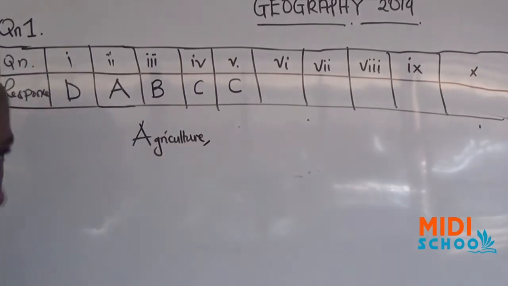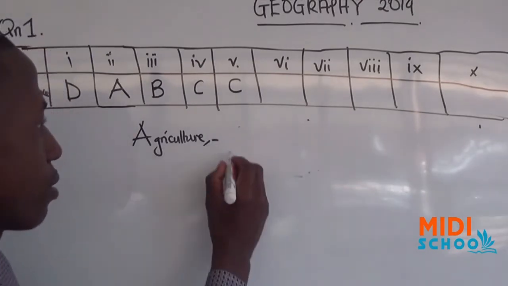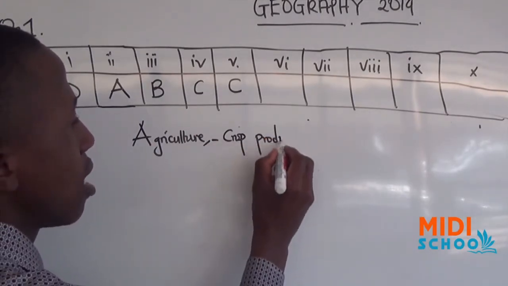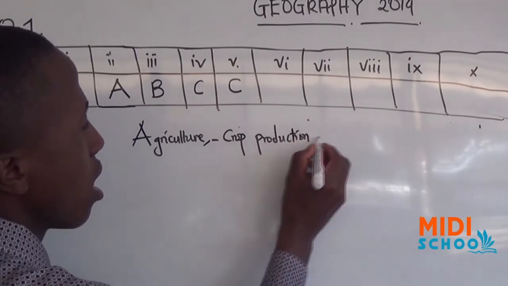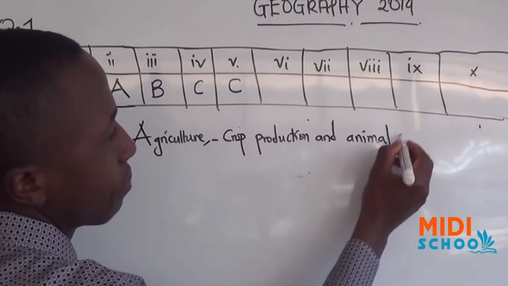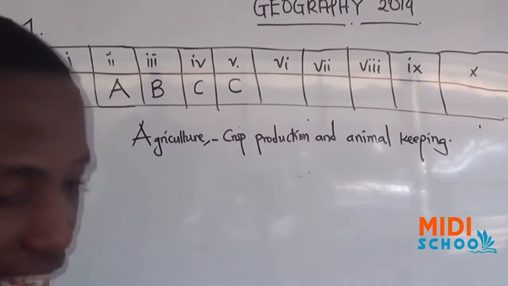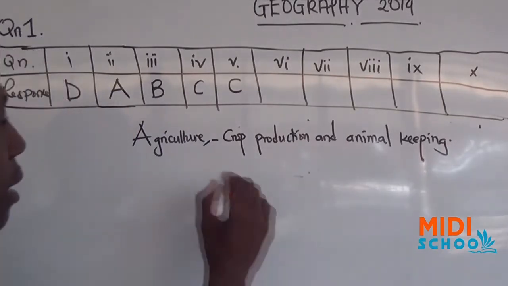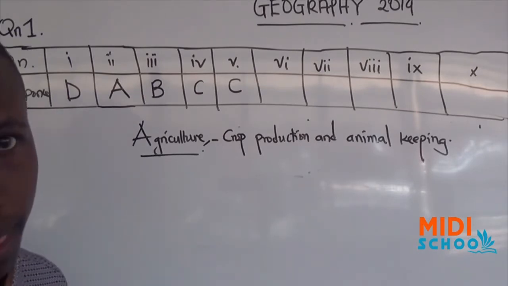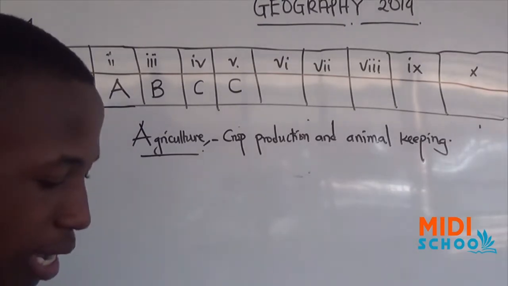Mind you, agriculture for itself is a general term. That means it involves crop production and animal keeping. This is general. It involves up to fishing, agriculture that will be done both on land and on water.